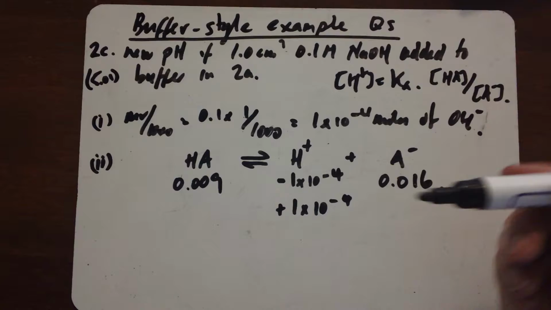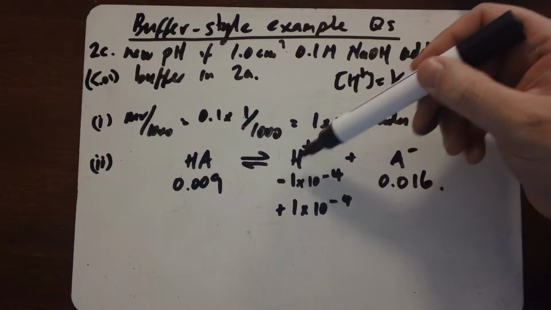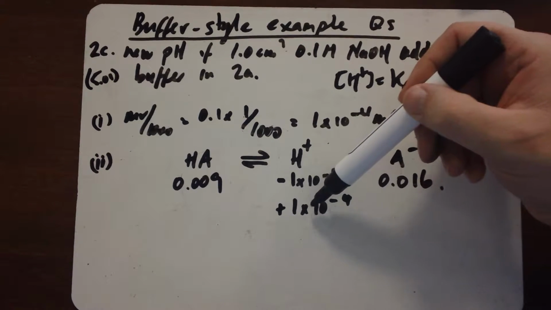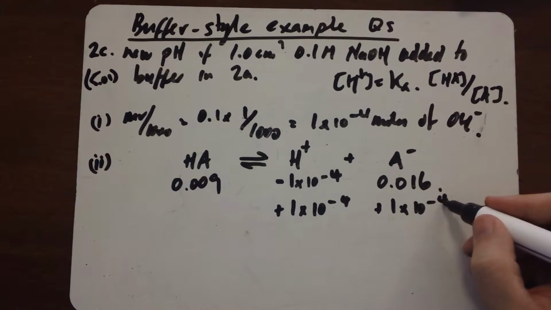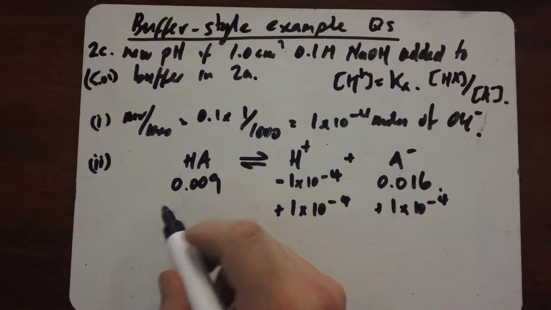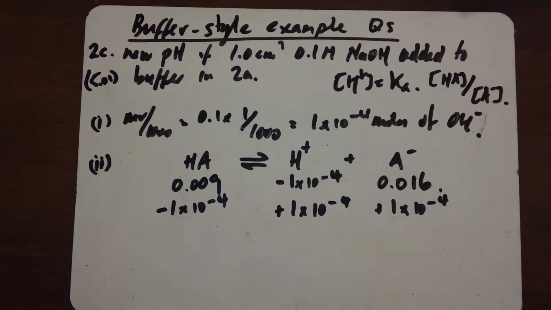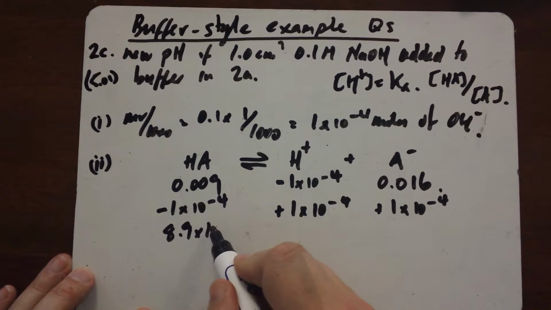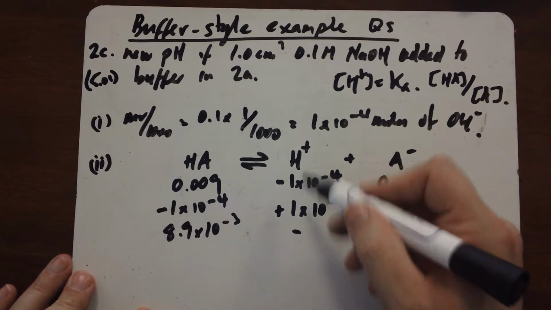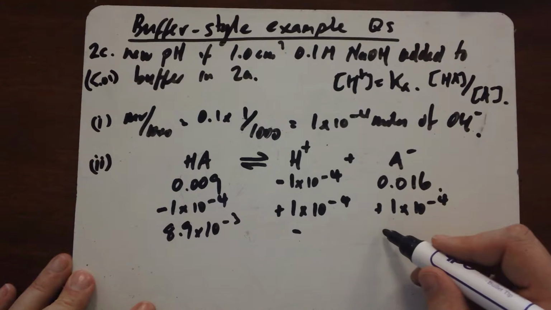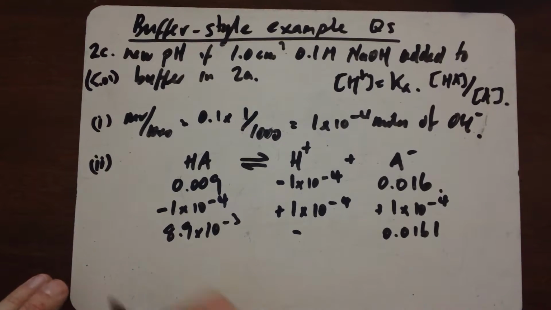So the position of equilibrium moves from left to right. We replace the removed H plus, but because we're replacing it, we have to increase this value by the same amount. And because we're making it, we are removing it from here, so we take away the same amount from this value. So a quick calculation, we find that we've got 8.9 times 10 to the minus 3 moles of HA. We've got no change in the H plus, and the change here, we get 0.0161 moles of A minus.